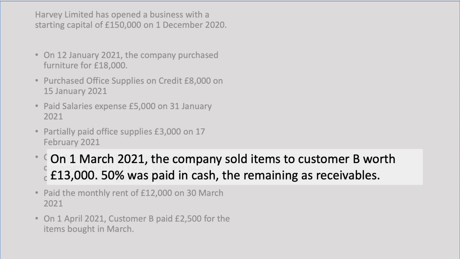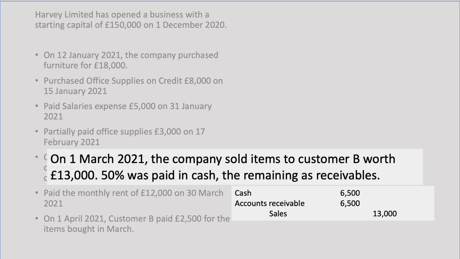On 1st of March 2021, the company sold items to customer B worth £13,000. 50% was paid in cash, the remaining as receivables. So selling items is an increase in equity. Therefore, we credit sales of $13,000.